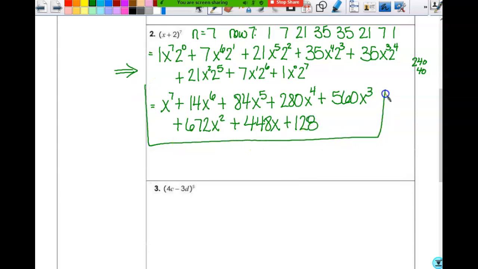So when you look at this one, you don't just see the numbers, Pascal's triangle doesn't jump out at you from this one like it did from the other one, because we had other numbers in there.